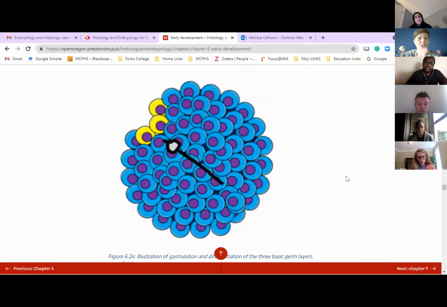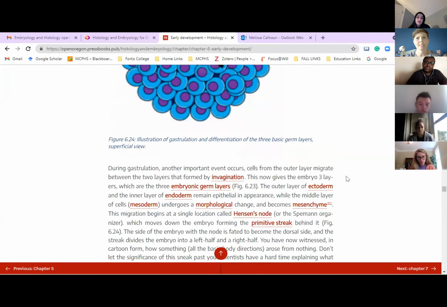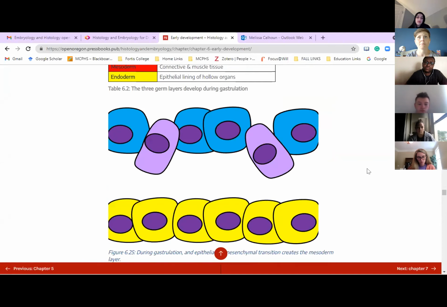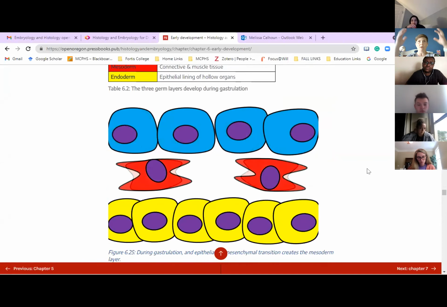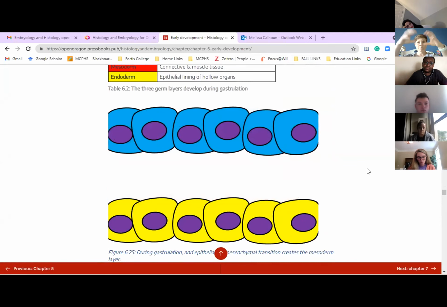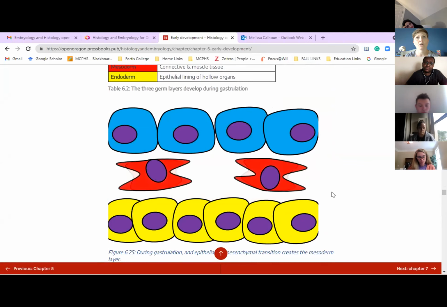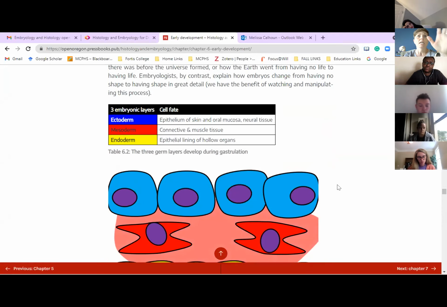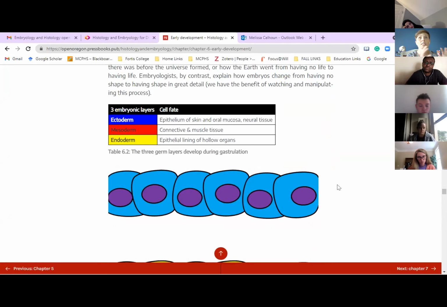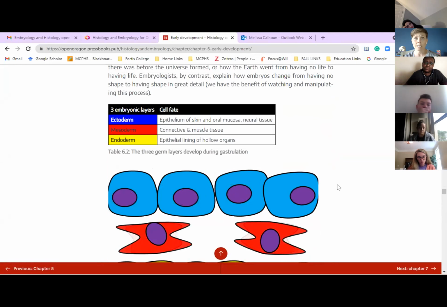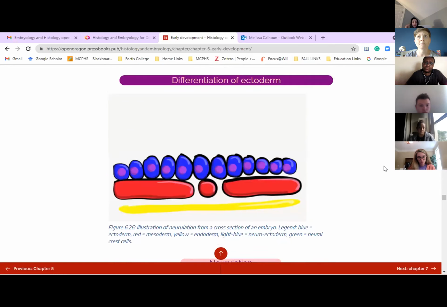Here's your proliferation, when you start to get that line through. It talks about the different embryonic layers. Remember how you have your ectoderm, your endoderm, and then you get the mesoderm that comes from that ectoderm up there. Your ectoderm turns into the epithelium of your skin, your oral mucosa, and your neural tissue. Your mesoderm becomes your connective tissue and your muscle tissue, and then your epithelial lining is for your hollow organs.